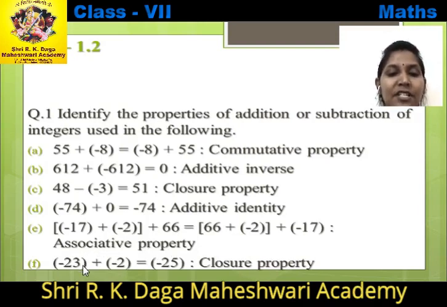Next expression is minus 23 plus minus 2 is equal to minus 25. Sum of two integers is also an integer, hence closure property is used in this expression.